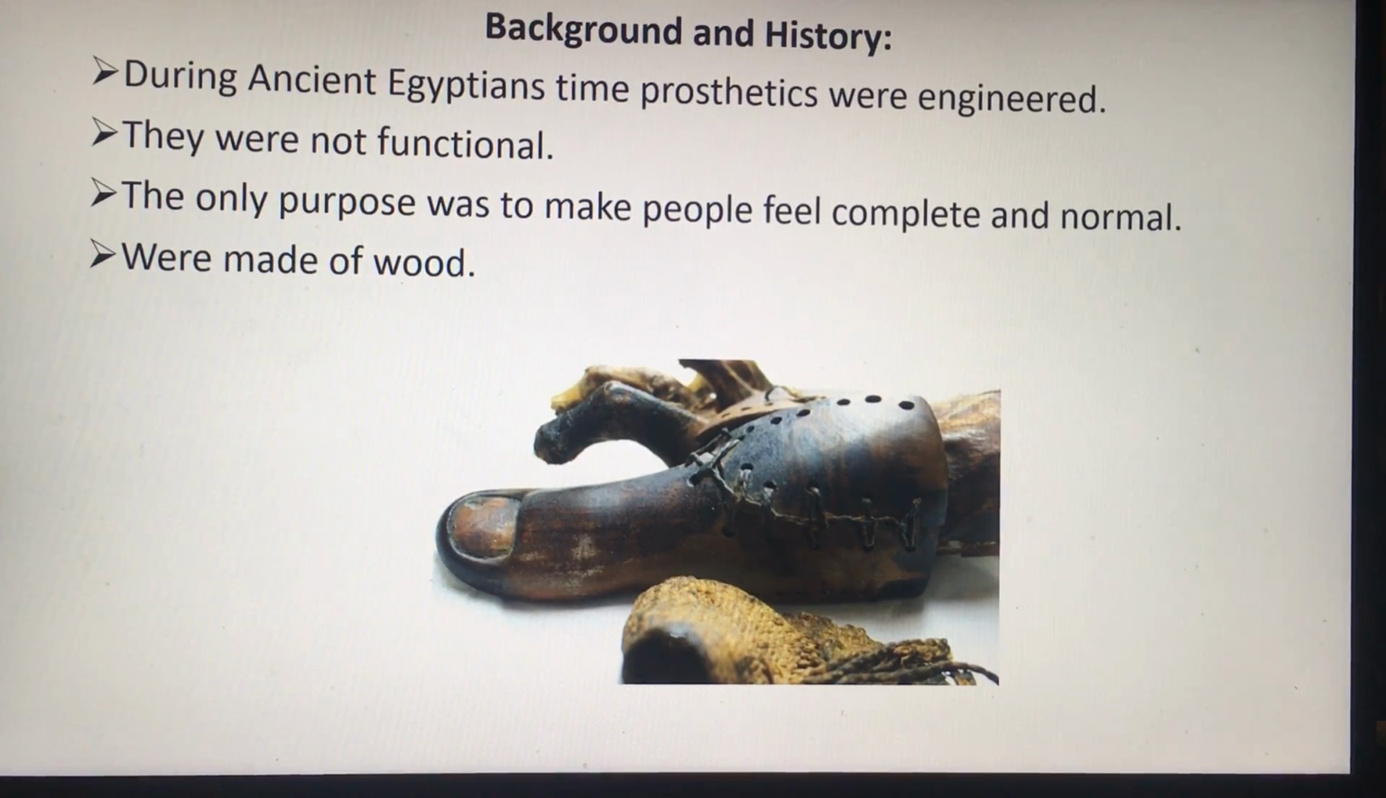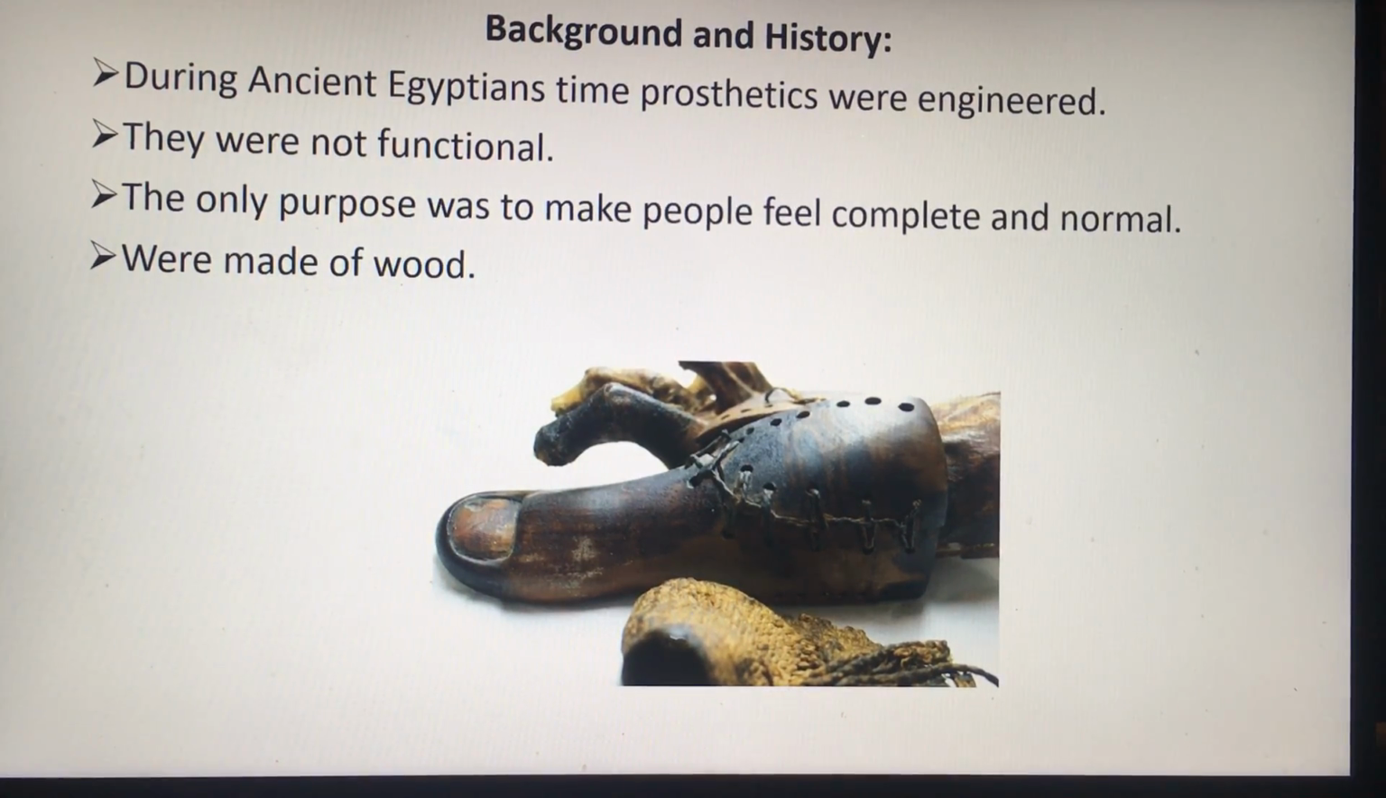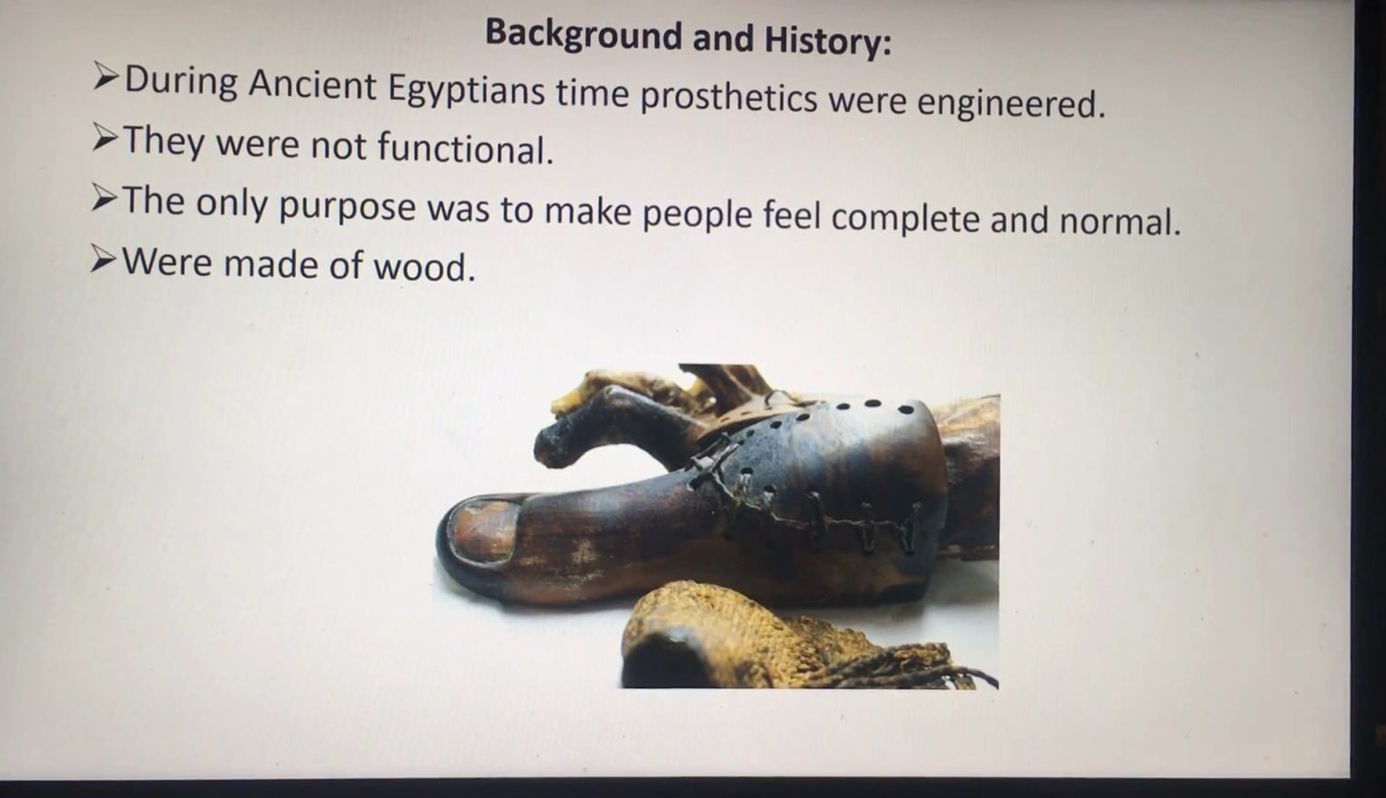First, prosthetic devices were engineered during Egyptian time. They were not functional, and their purpose was to make people feel normal and complete. This picture shows a prosthetic foot found in a mummy in the Cairo Museum. It looks so simple, and it was made of wood.